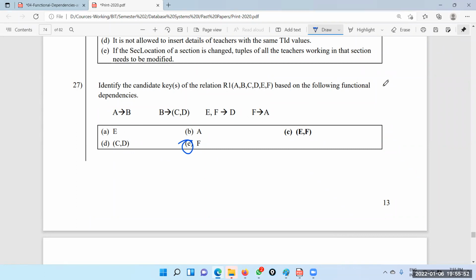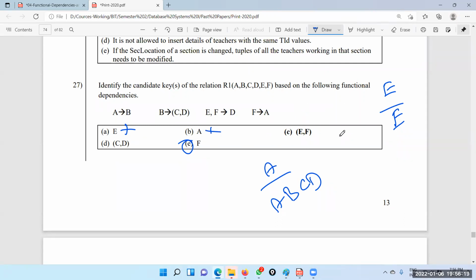Let's look at E. E determines E. And this is EF. So E is not going to work. Then A determines A. And A determines B. And B determines CD. And that's it. Nothing. Not any. So A is not going to work.